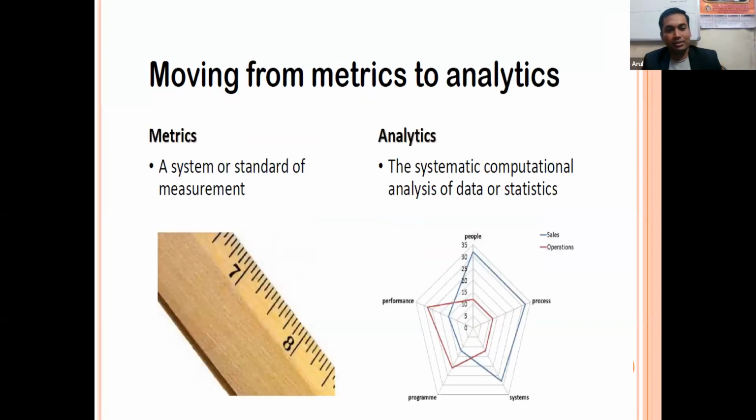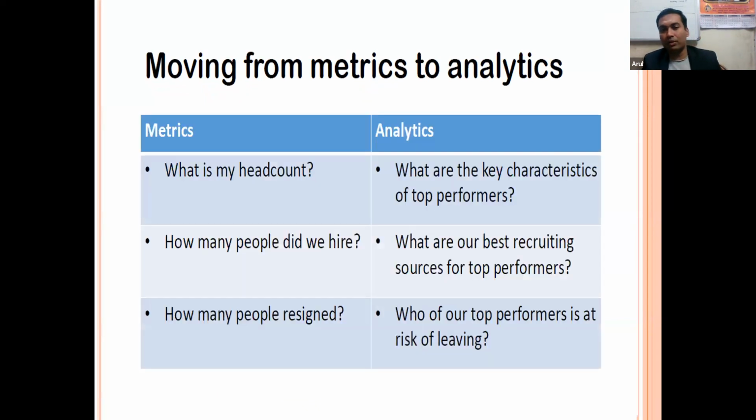Metrics is the system standard of measurement. Analytics, of course, is about interesting data; we use the data and, with the help of data, do the analysis. This is the difference between metrics and analytics. Kindly have a look at what is metrics and what is analytics. On the metric side, what is my head count?